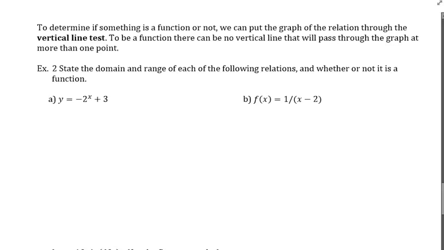Okay, as I said, to determine if something is a function or not, we put it through the vertical line test. You can think about the uniqueness of outputs, but I think the way a lot of people would do it is they would visualize the graph and ask: is there ever a place where there are 2 y values for the same x? If there's ever even 1, then it's not a function.